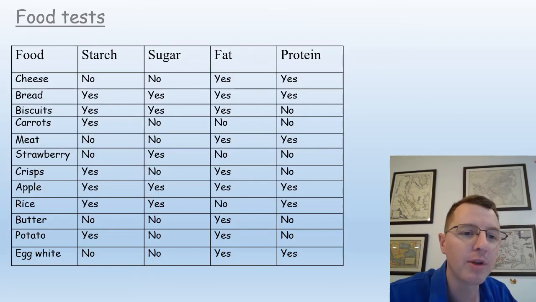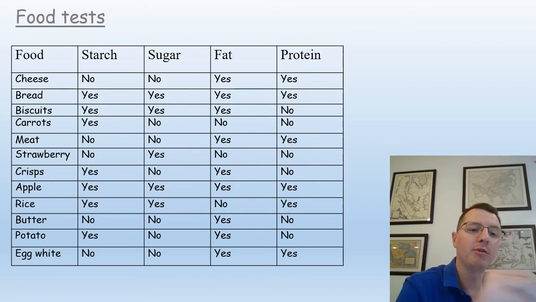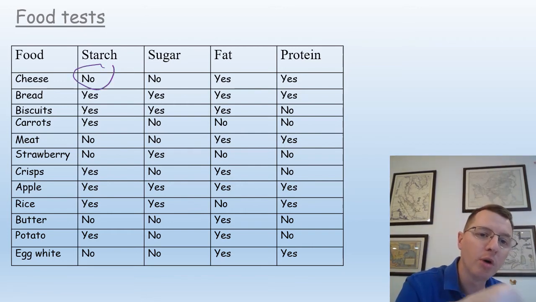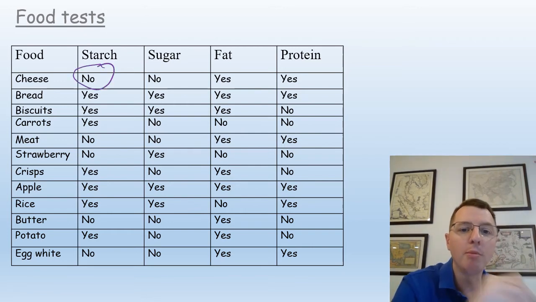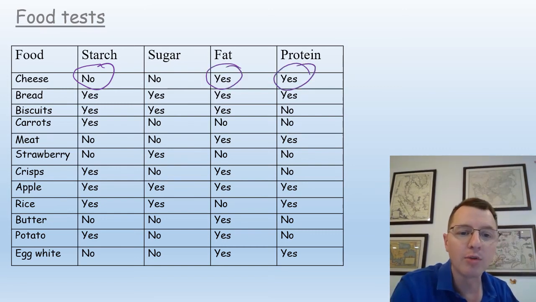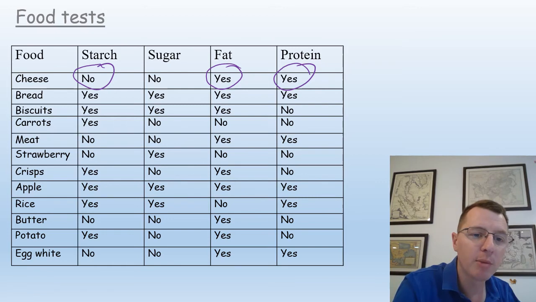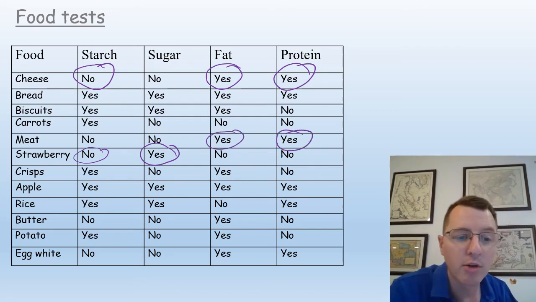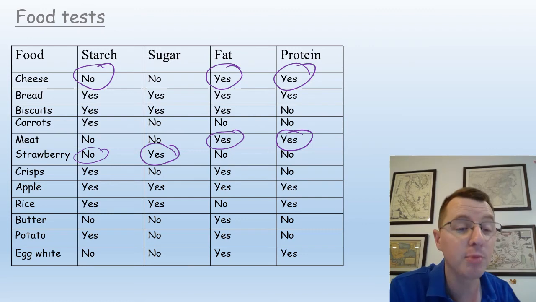This is the results from the last time I did this lesson, and you can see that my students carried out each test and they were able to identify things like cheeses do not have any starch in them, but cheese has a large amount of fat and protein. They looked at strawberries, for example, and found that strawberries had no starch, but they had a large amount of sugar. Meat obviously contained fats and proteins. So not a comprehensive list, but it was a very well run experiment from my students.